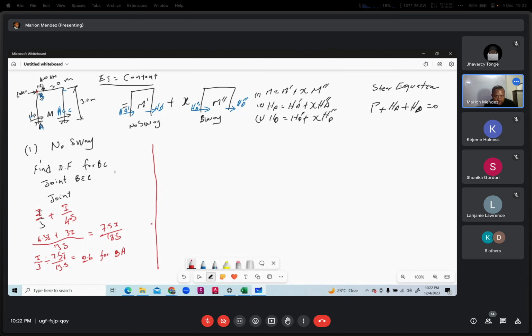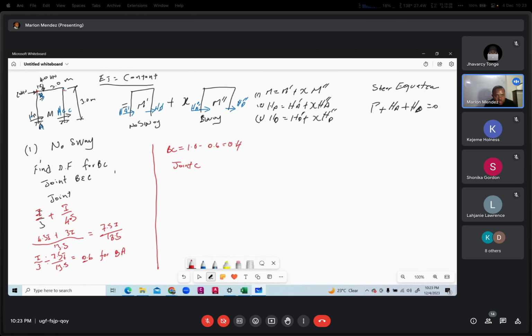If we can safely say BA is that, then we could just say CB, I mean BC, is equal to 1 minus 0.6, which equals 0.4, because this must be 1. Okay, so we can safely say that. And this was for joint B.